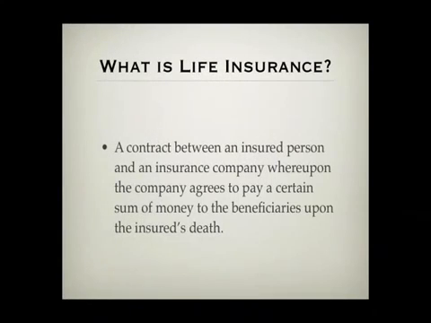First, what is life insurance? Simply put, it's a contract between an insured person and an insurance company whereupon the company agrees to pay a certain sum of money to the beneficiaries upon the insured's death. Basically, a person buys a life insurance policy, somebody else gets money when they die. It's as easy as that.